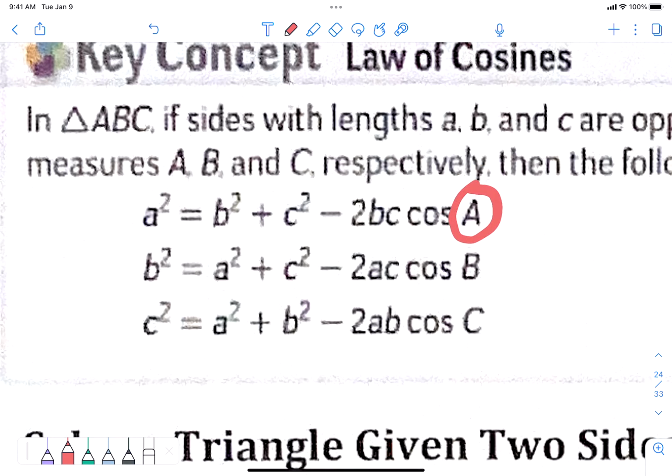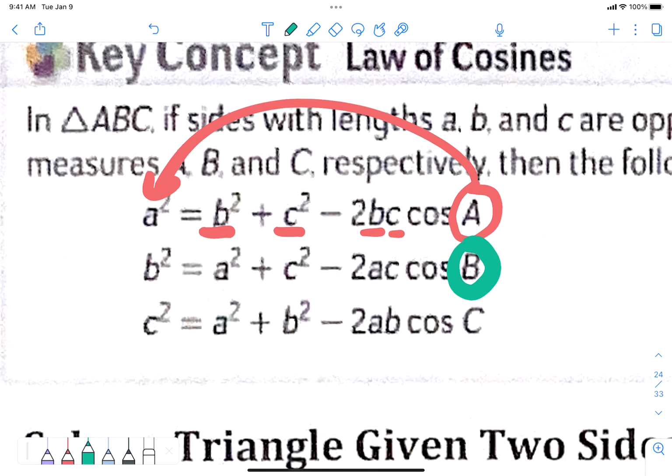So if you're given angle A, this side has to be side A. And then you have side B, side C, side B, side C, right? Whatever angle you're taking cosine of, the side that's opposite it has to be on the other side of the equal sign. Like here when I was doing B, B was the angle. Guess where lowercase b is? On the opposite side of the equal sign. And then I have side A, side C, side A, side C, right?